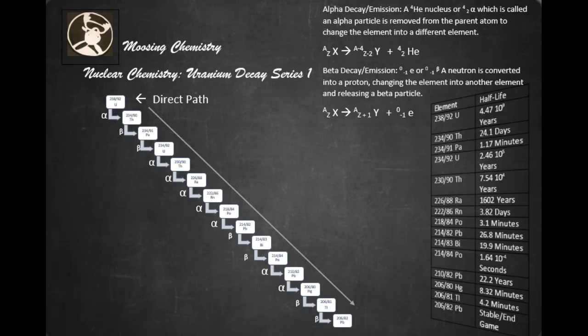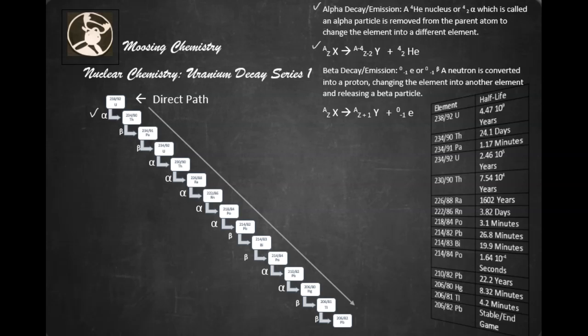We basically have two different types of decay in this process. We have alpha decay, which is symbolized by that A there. In alpha decay, a 4He nucleus, or 4,2 alpha, which is called an alpha particle, is removed from the parent atom to change the element to a different element using this equation here. If we had time, we could write out each individual equation, but the video would be very, very long.